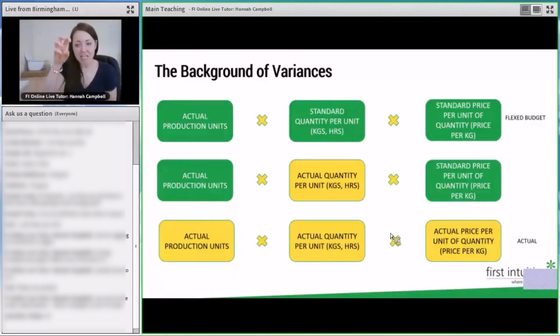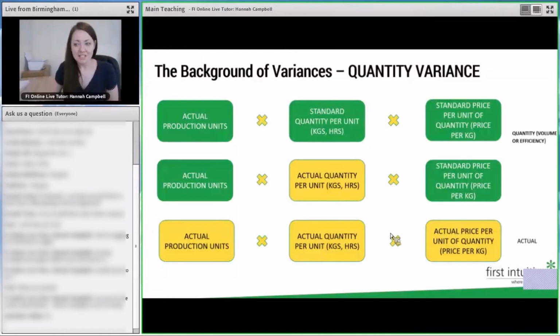Okay, so I've changed that middle part of the flex budget into actual quantity. Now, what this enables me to do is compare the top two lines, the bottom two lines, and break up the variance to understand where I've gone wrong or what I've done right.